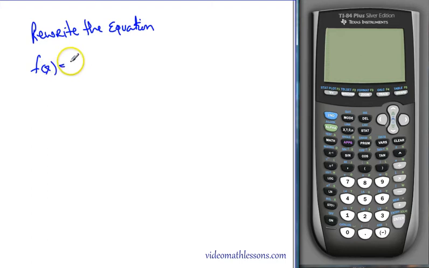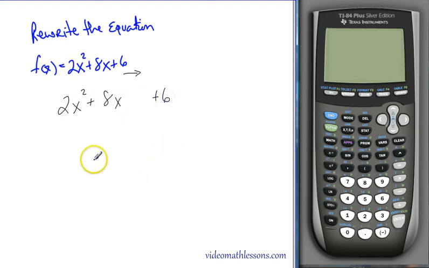function. We had f of x equals 2x squared plus 8x plus 6. Before, we set this to 0, but I'm not finding roots, so I don't want to set this to 0. This is the way I do it. I like to move this 6 over a little bit to give myself some room. So I write 2x squared plus 8x. I'm not subtracting it or doing anything, I'm just moving it over.